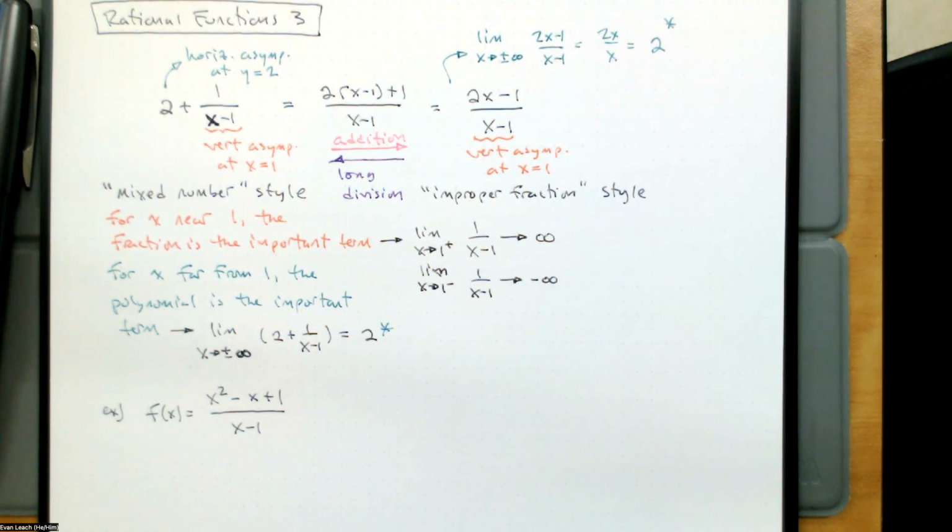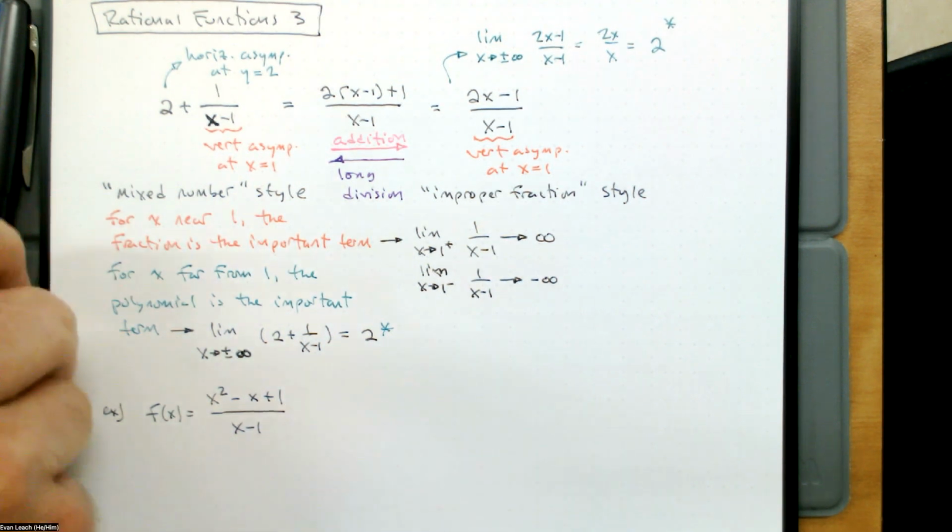Let's think about what we see in this rational function. First of all, it's in an improper fraction style. The improper fraction part is when the degree of the numerator is greater than or equal to that of the denominator. That's what gives us this improper fraction style.